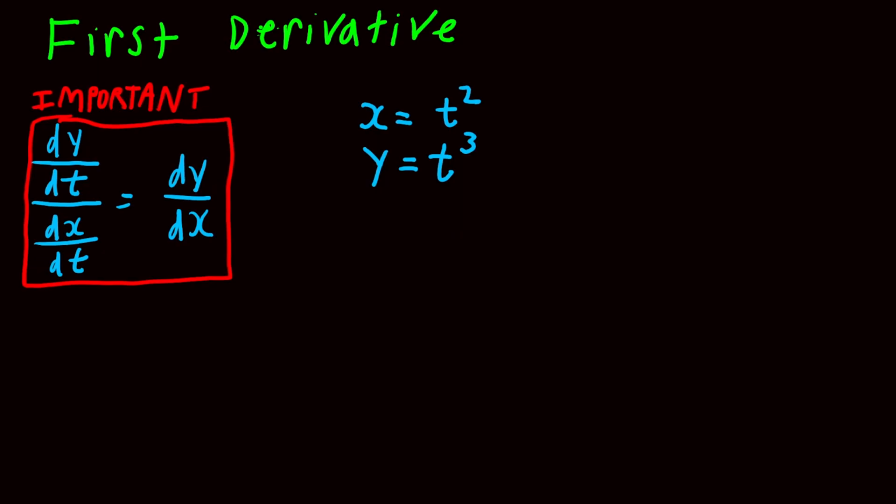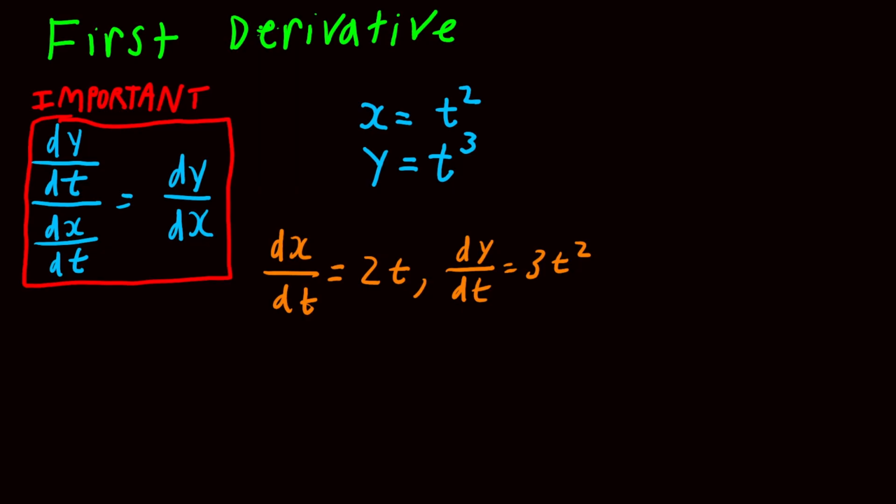And this equation makes sense, right? Because the dt's cancel out and you're just left with dy over dx. So it's not something you have to memorize. You can figure it out pretty quickly. But let's do an example. dx/dt is what? So dx/dt, well, the derivative of t squared is just 2t. And then dy/dt, the derivative of t cubed is just 3t squared.